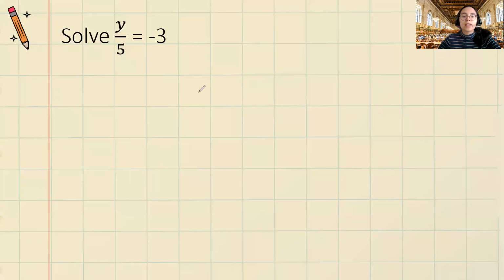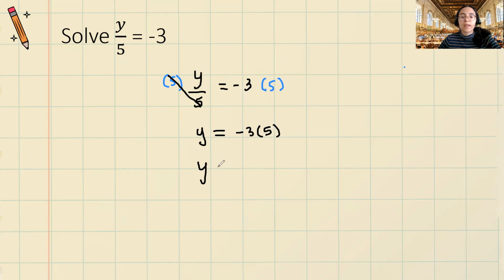Here we have y divided by 5 is equal to -3. So here our variable y is being divided by 5. So how do we undo division? We multiply. So I'm going to multiply 5 to both sides, and this will cause these 5s to cancel because they'll just divide to be 1. Then I can bring down my y, my equal sign, and whatever I have on the right-hand side. So I have -3 times 5. This will give me -15. And that is my solution for this equation.